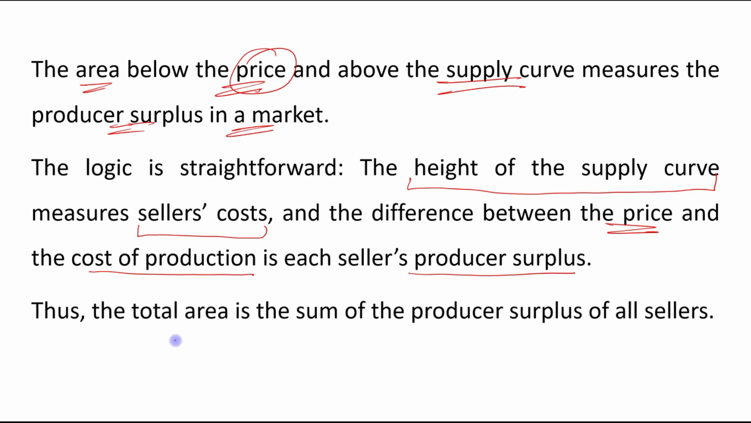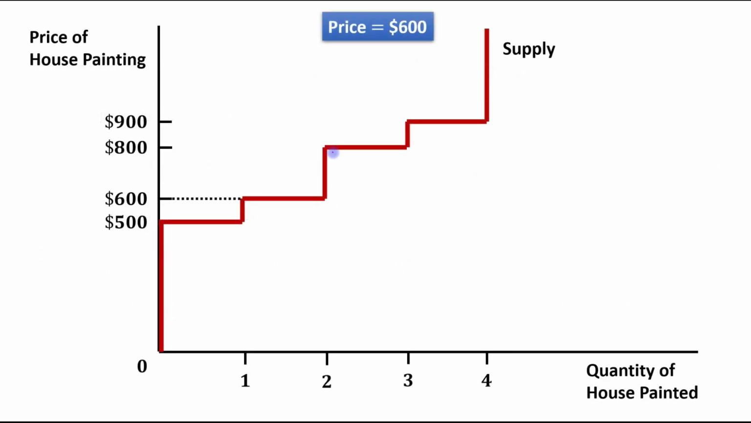Thus, the total area is the sum of the producer surplus of all the sellers. Let's understand the meaning of this theory part with the help of a diagram. So let's assume the price is $600.